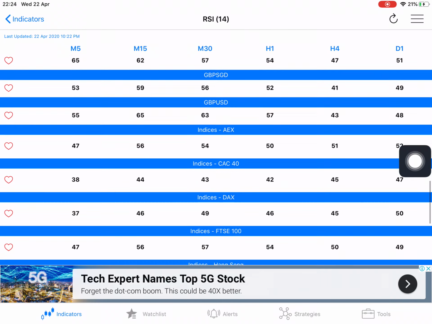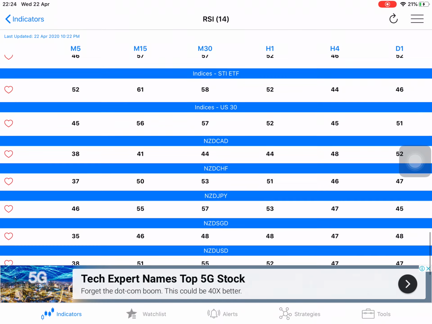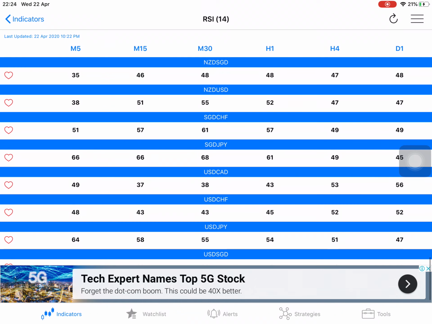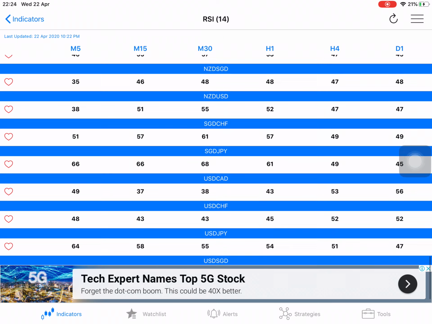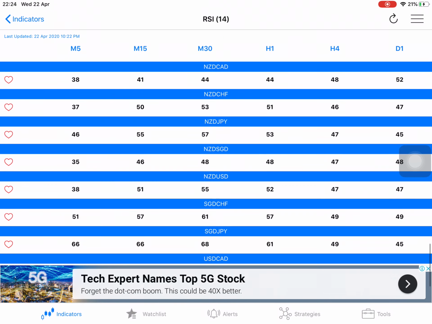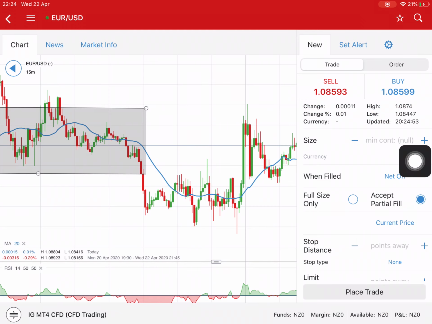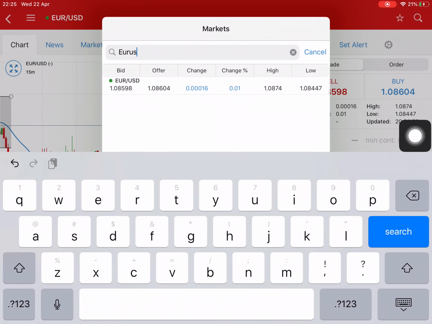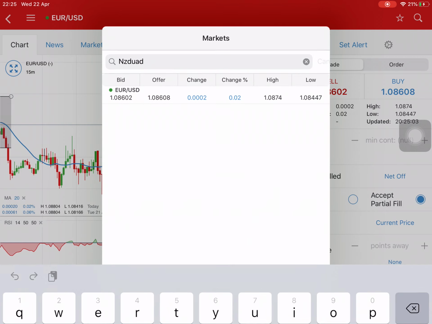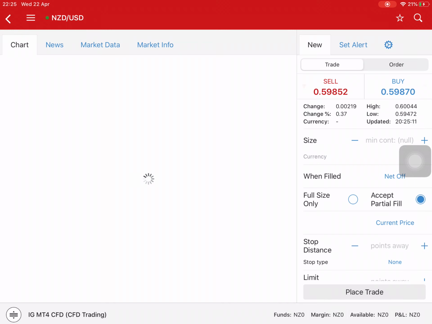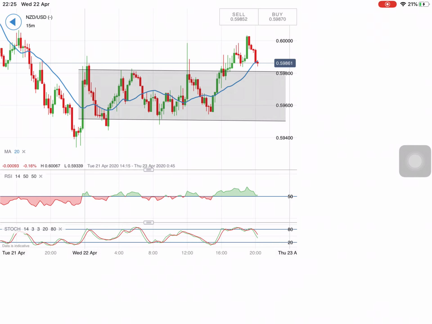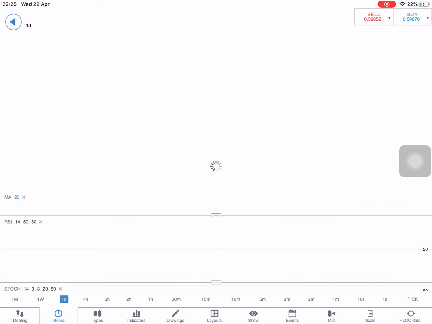But let's look at another one, for example. What else is nearing the 50 level? Let's look at USD. Let's look at NZD USD. It's at 47. Let's look at NZD USD, what that's up to. So we got our daily.